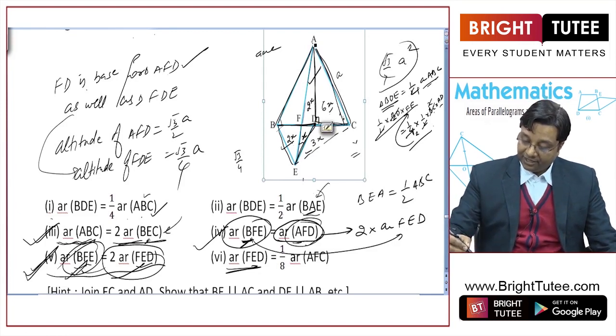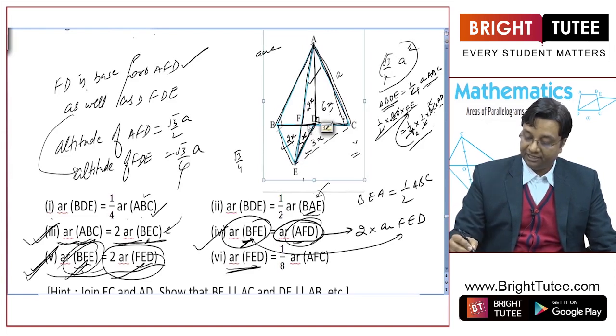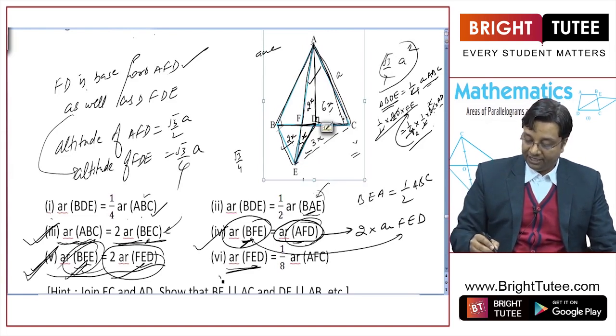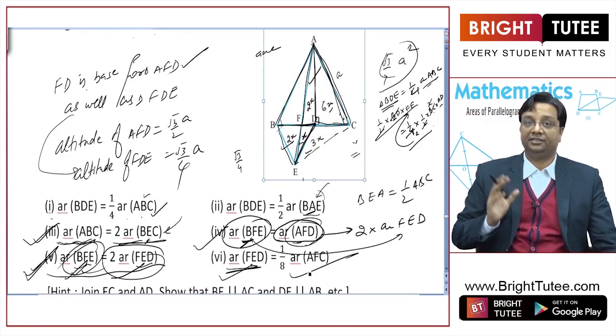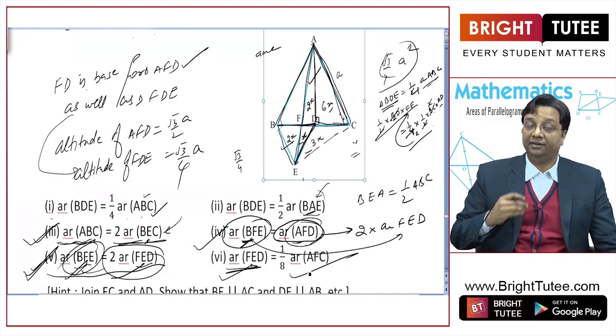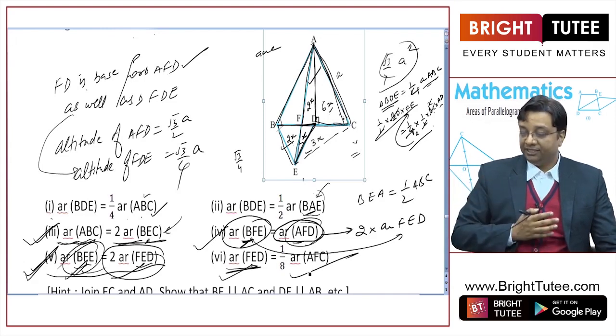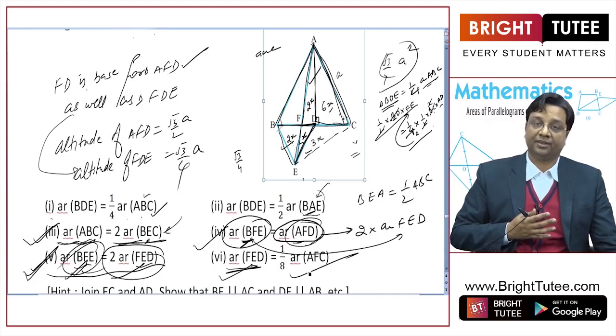Now, look at this. AFC has got 8x and FDE has got x. So, obviously, FED is 1/8 of AFC. I leave the rest to you. Right? I have explained it enough. Now you write these steps and you understand this question once again.